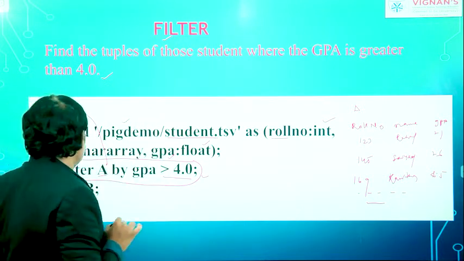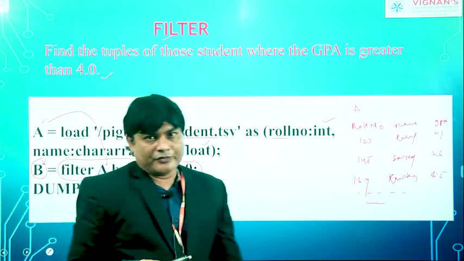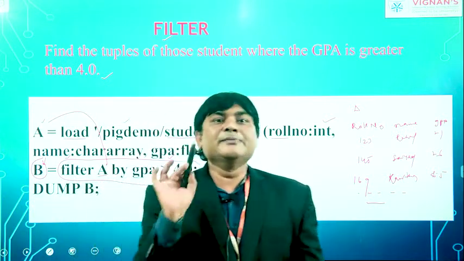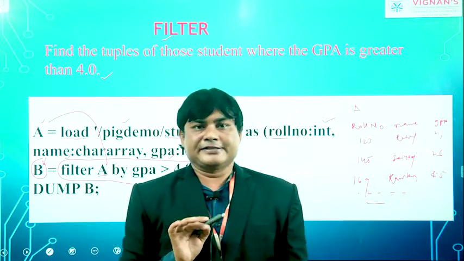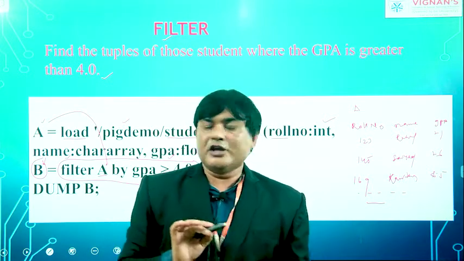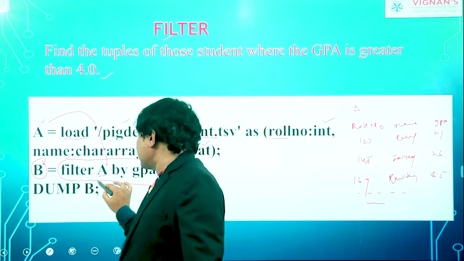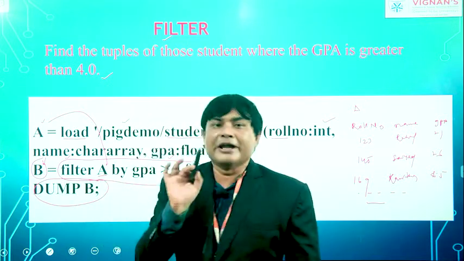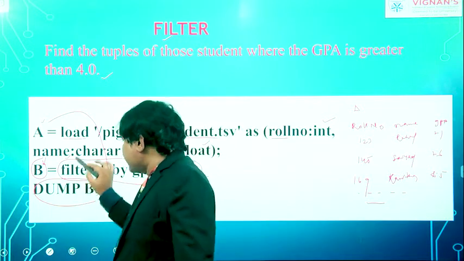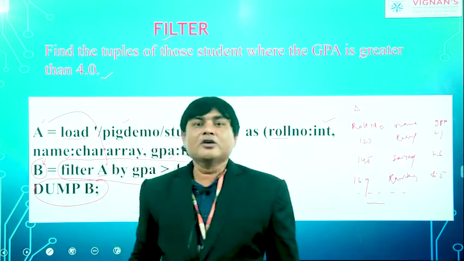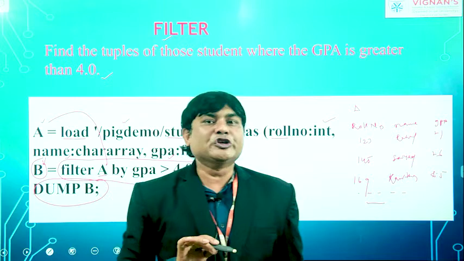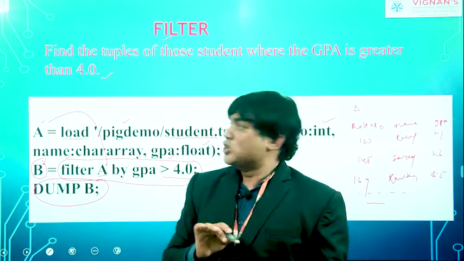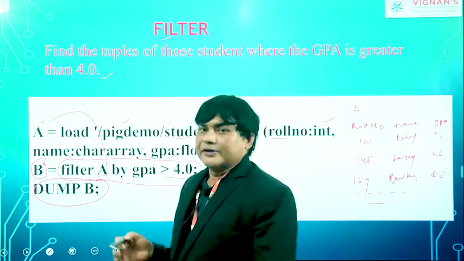Now I want to see the results. I don't want to store the results, I simply want to see them. If you want to see the results, we have to use DUMP B. It means that whatever transformations you made into B, that result will be displayed on the screen. That is called DUMP B. So this is called the filter operator.